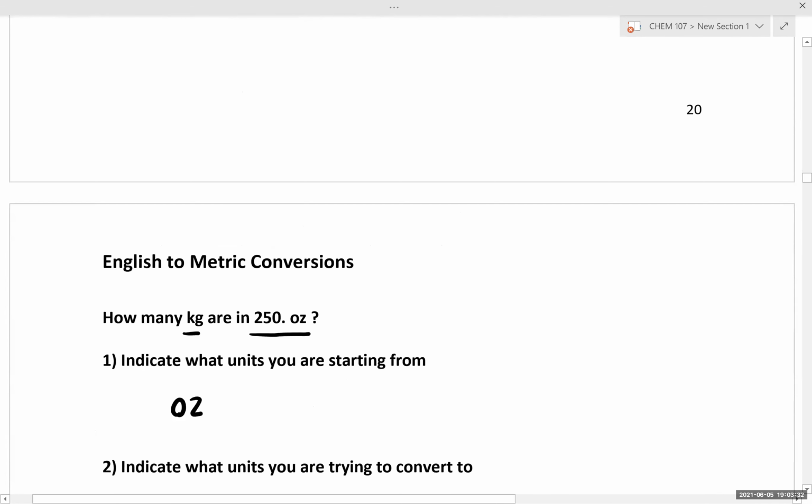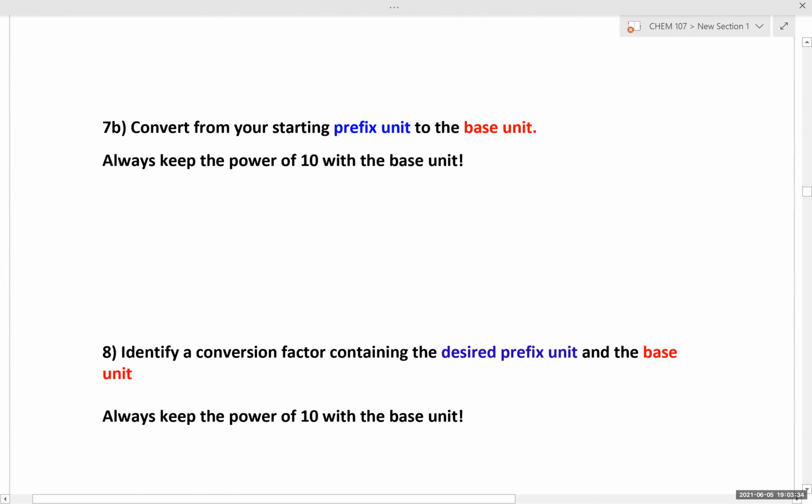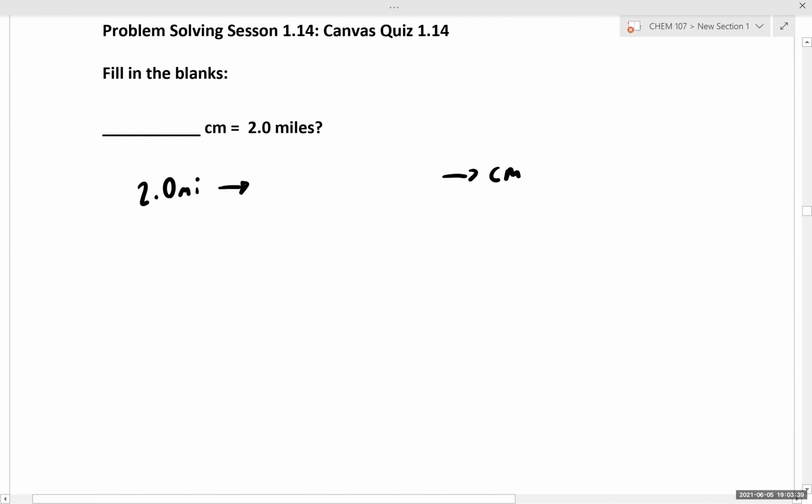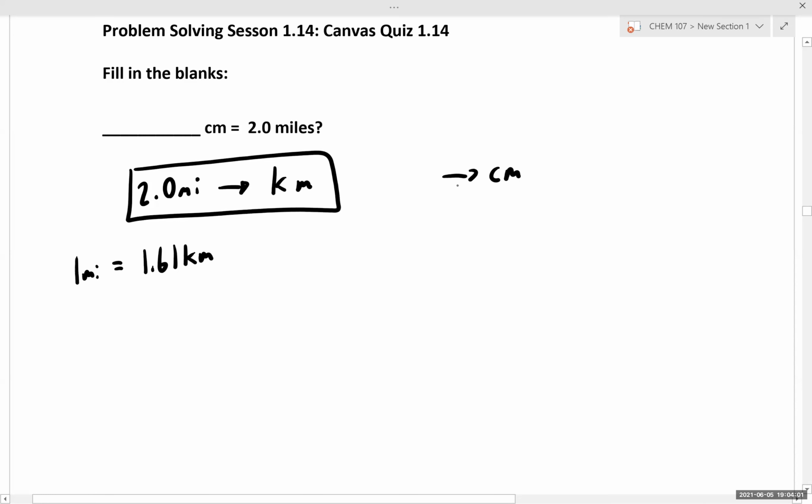So let's use that conversion factor. We know that we can go from miles to kilometers, and we know that 1 mile is equal to 1.61 kilometers. Okay, now we're not done here. We've just gone from miles to kilometers. We still need our final units of centimeters.